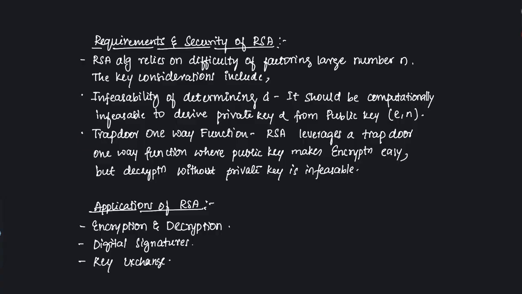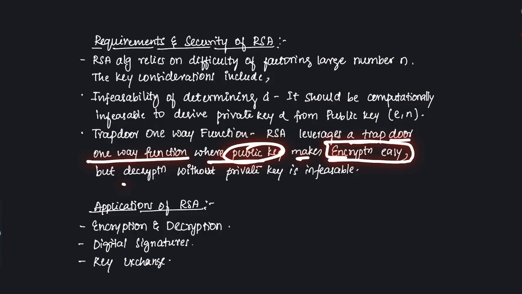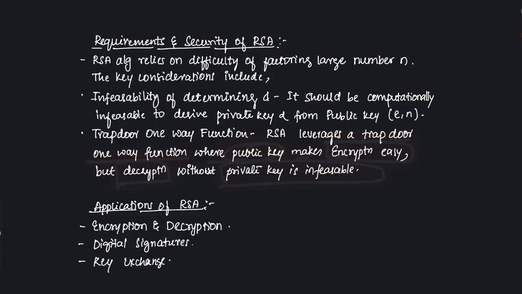Next, we have the trapdoor one-way function. RSA leverages a trapdoor one-way function where the public key makes encryption easy, but decryption without the private key is infeasible. So it's just one way. With the public key you can just encrypt, but in order to decrypt you will require the private key. Okay, so these are the two key considerations to be kept in mind while dealing with the RSA algorithm.